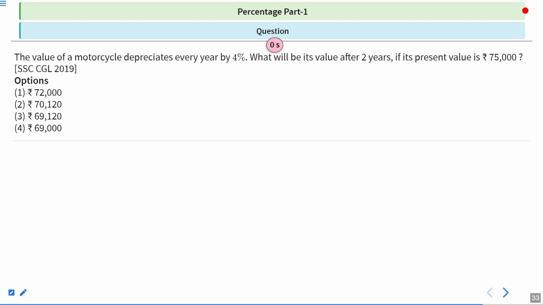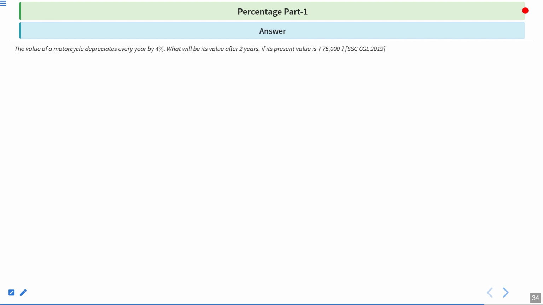Now time's up. Let's see the solution of this question. The question says that the motorcycle's present value is 75,000 and there is a depreciation in the price every year, which is 4%. So we can say that there is a successive decrease of 4% for 2 years. So we can calculate the price after 2 years. The correct answer of this question is the third, which is 69,120.